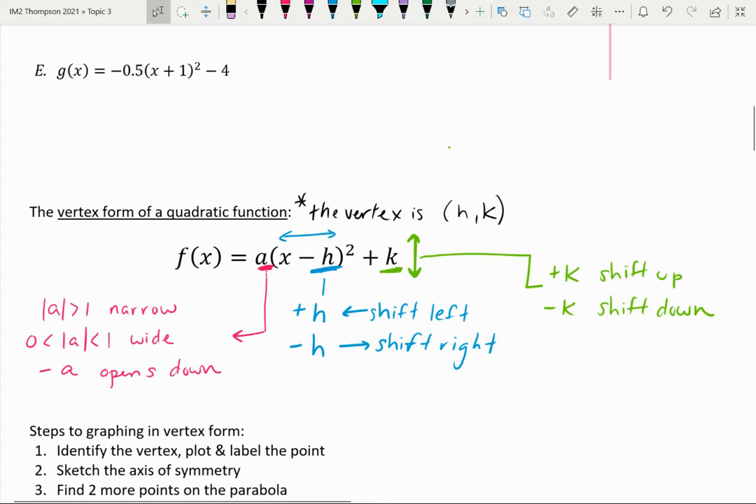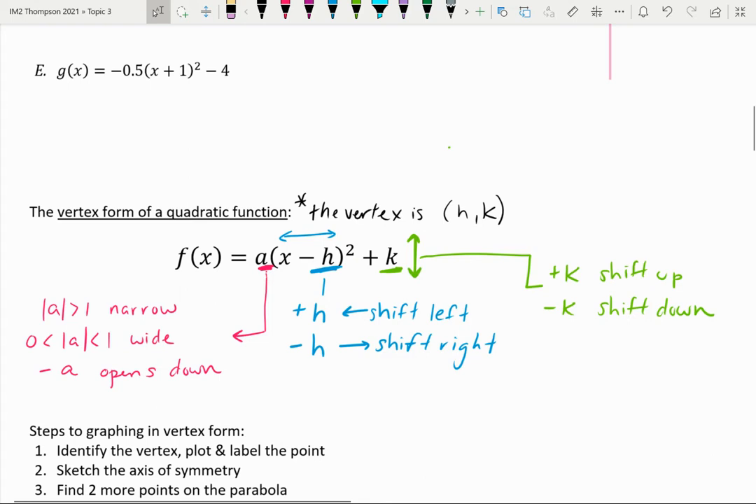H causes a horizontal shift, but it's always backwards from what you would think. So you might want to put an asterisk there or highlight it or something, make it stand out. Because if I add H, it actually goes left, and if I subtract H, it actually goes right.